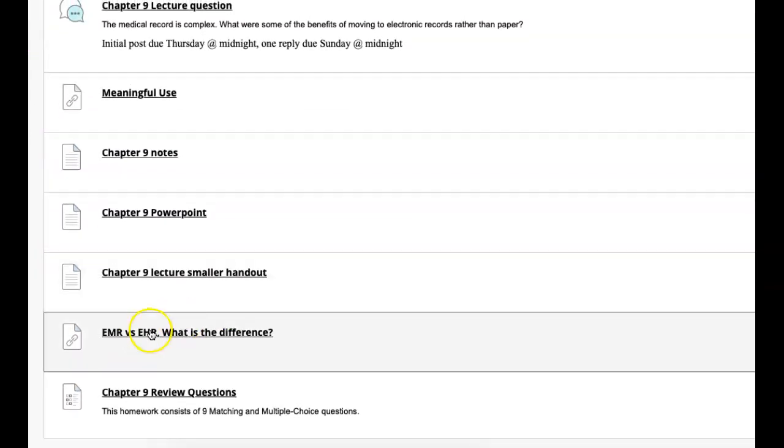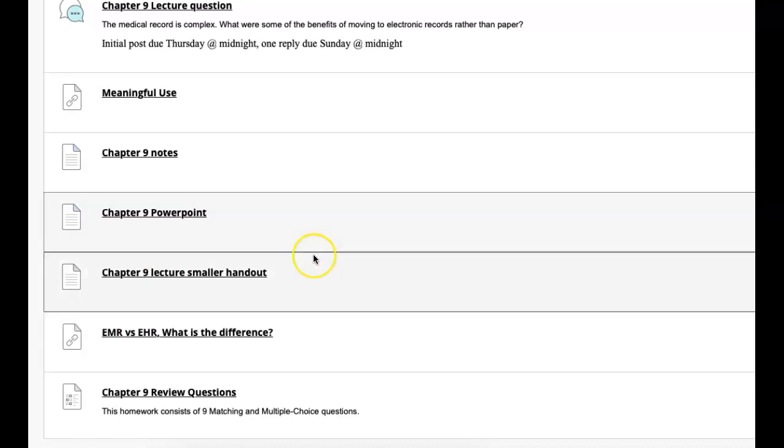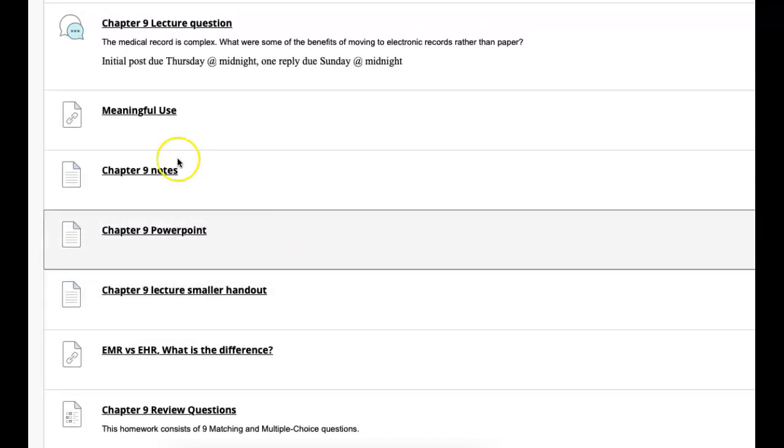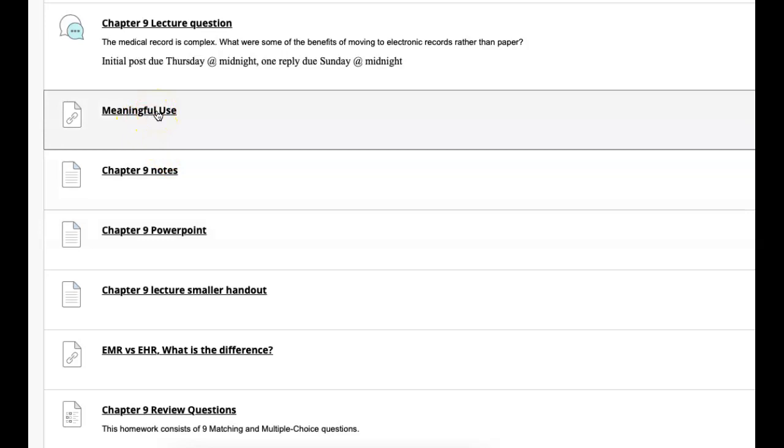It'll look like this. Lots of the links in here are really important to understanding what an electronic health record is versus an electronic medical record. Make sure you take a look at that. Also look at the notes in this meaningful use link that I sent over that talks about the Medicare merit-based incentive plan.